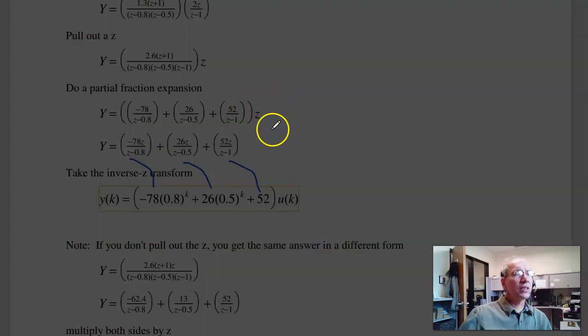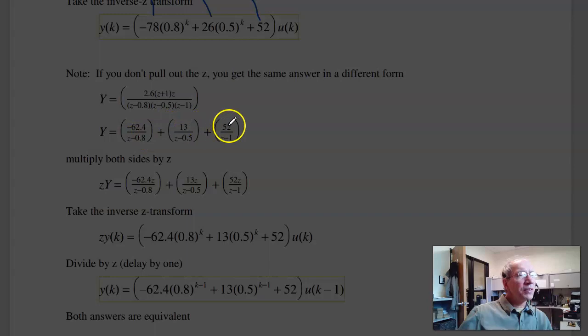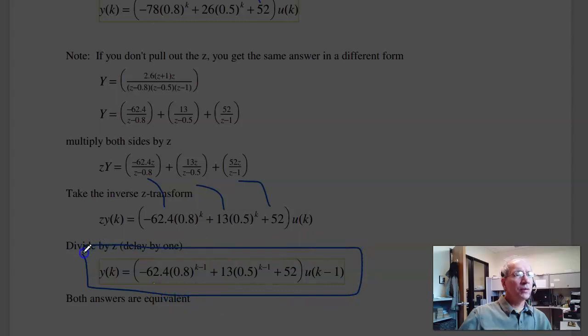So the trick is kind of pull out a z. If you don't do that, I'll get the correct answer, but in a different form. If I don't pull out the z, I can still do a partial fraction expansion. But the problem is I don't have a z. If you look at the z-transform tables, I've got a z in the numerator, so multiply both sides by z. I can now take the inverse z-transform. There's the first term, second term, third term. This is z times y. Divide by z. Dividing by z is delay by 1. So take all these, delay them by 1, k goes to k minus 1, and you have a second form of y. They're both equivalent, just different way of writing it.